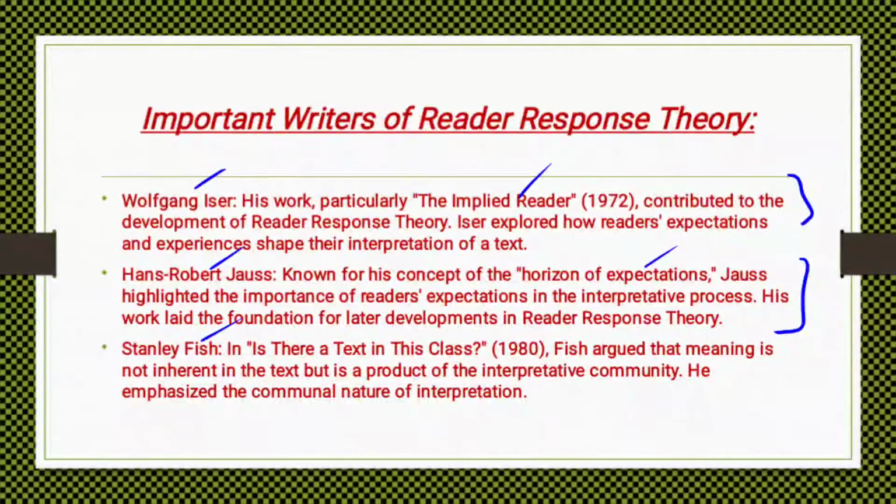Stanley Fish, his work, Is There a Text in This Class?, 1980. Fish gave that meaning is not inherent in the text, but is a product of the interpretive community. Wow, that's the most important point. It means meaning is not present in the book. Meaning can be given by the readers, by the community. Here the word community has been mentioned, but it refers to the readers.